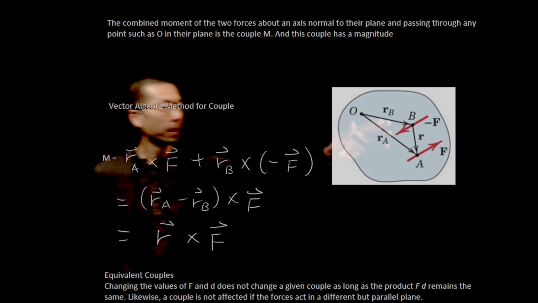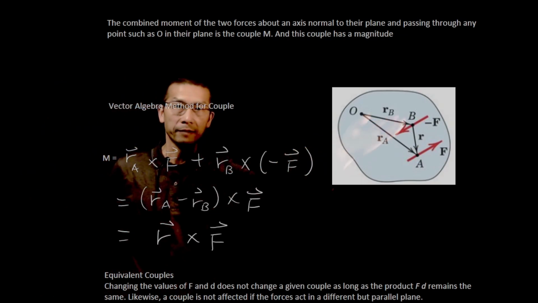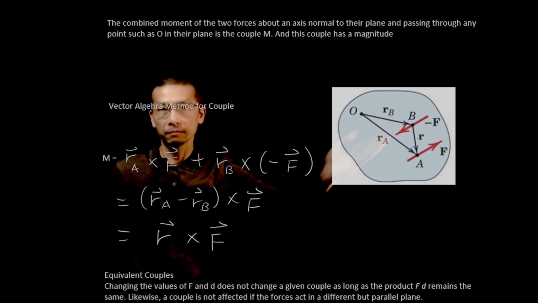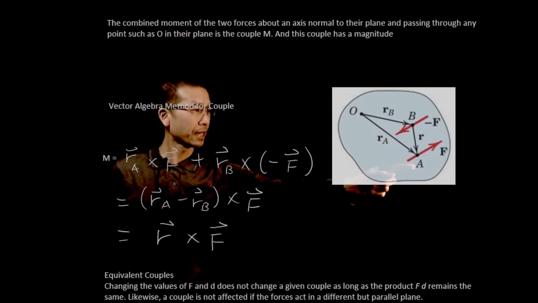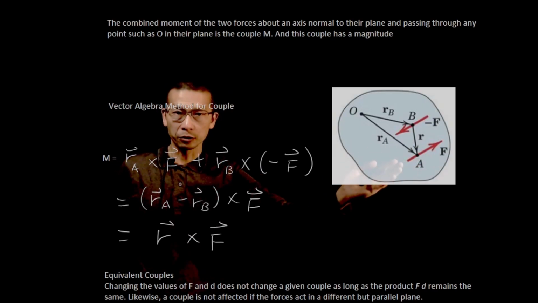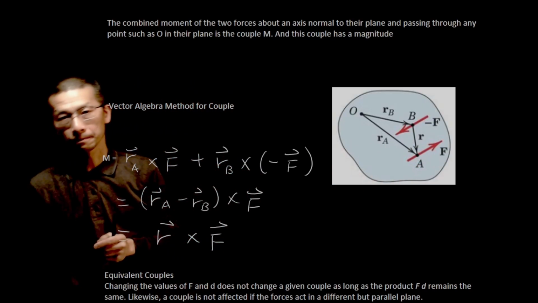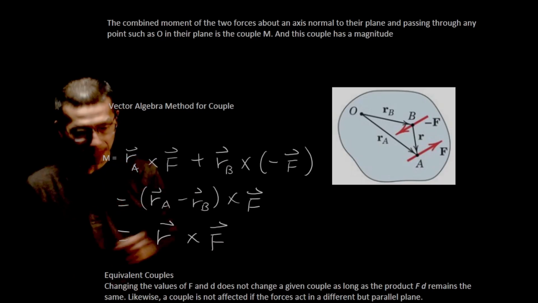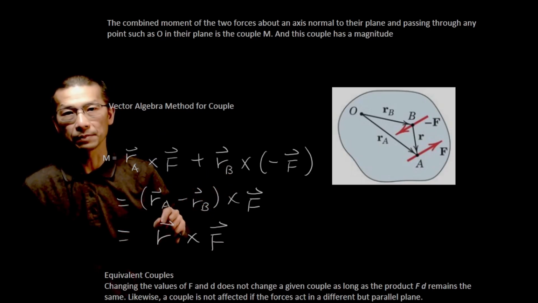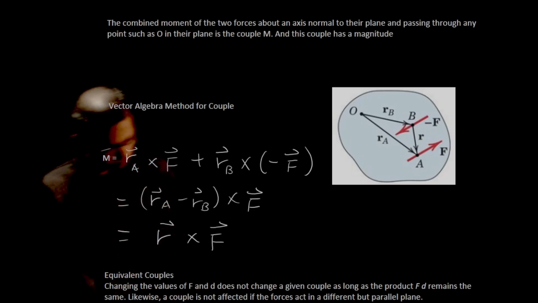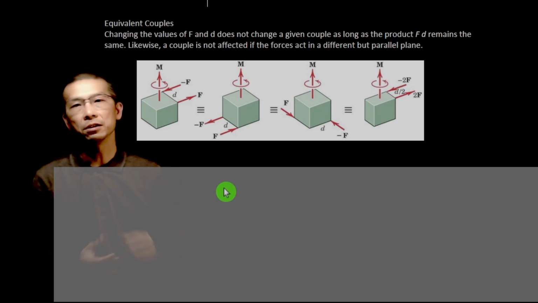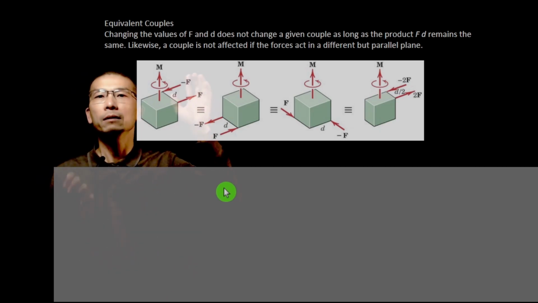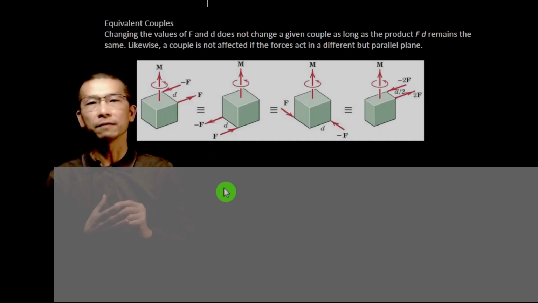So point B can be anywhere on the line of action of minus F, and A can be anywhere on the line of action of the positive F. Okay, and this will always apply. This is what's special about a couple. Equivalent couples. Here, changing the values of F and d does not change a given couple as long as the product Fd remains the same.